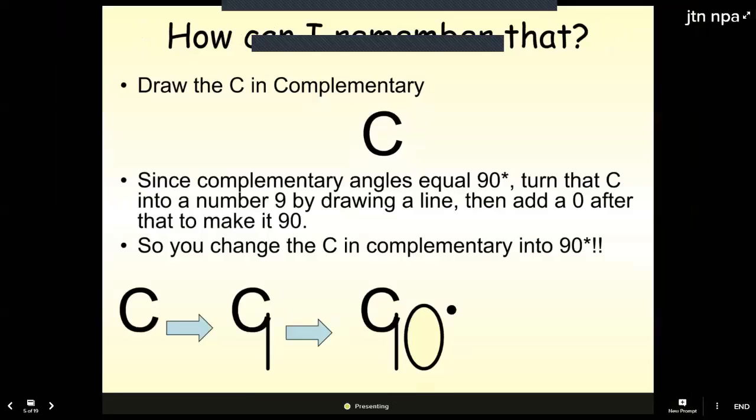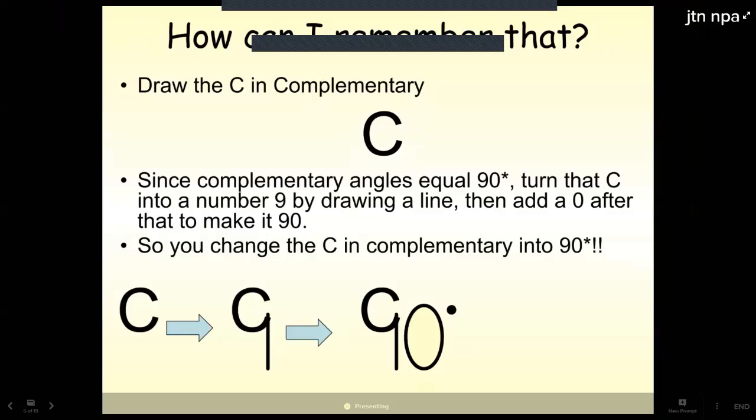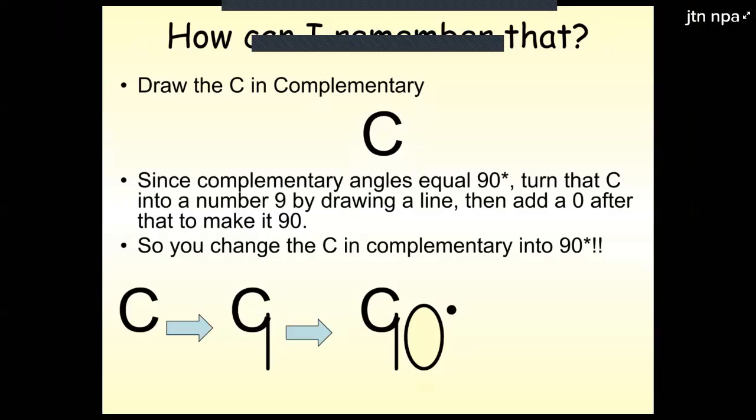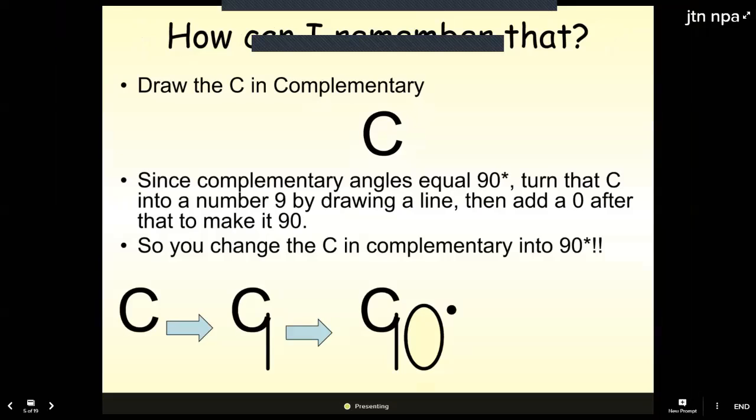So how can I remember that? Draw a C in complementary. Since complementary angles equal 90 degrees, turn that C into a number 9 by drawing a line, then add a 0 after to make it 90. So you can change the C in complementary into 90 degrees. So that's one way you can do it.